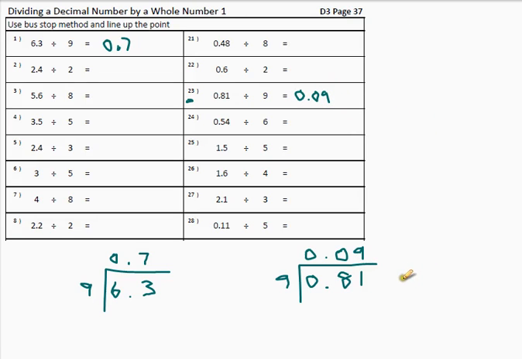Pause the video. Now I want you to notice that we always have a whole number outside. The decimal number can be inside, and we don't mind it at all because it's really easy. We just line up the points. But we definitely do not want a decimal number out here, okay?